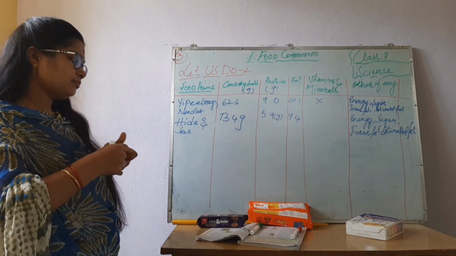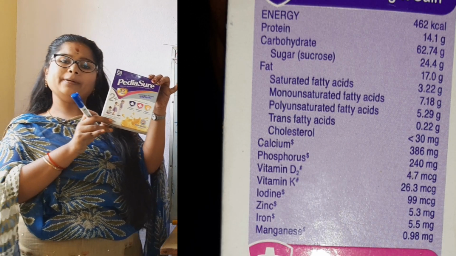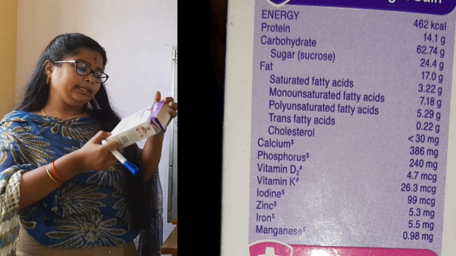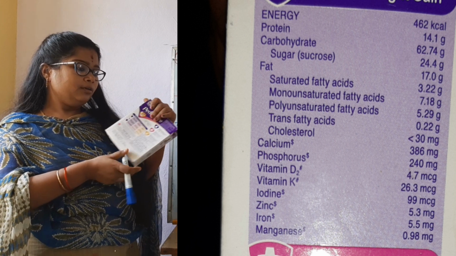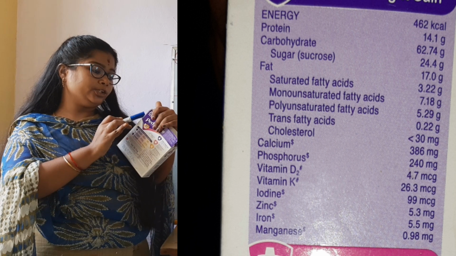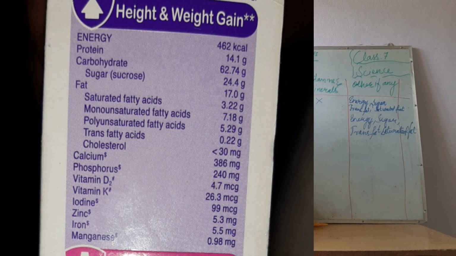And next is here a milk powder. A milk powder is given. In that, what are the nutrients given? Yeah, nutrition information they will give. These many nutritions are there in this. What are there? Energy is there. Proteins, how many? 14.1. Pediasure milk powder.